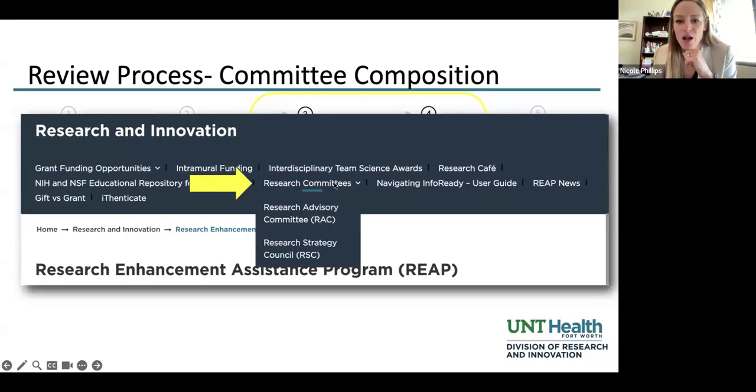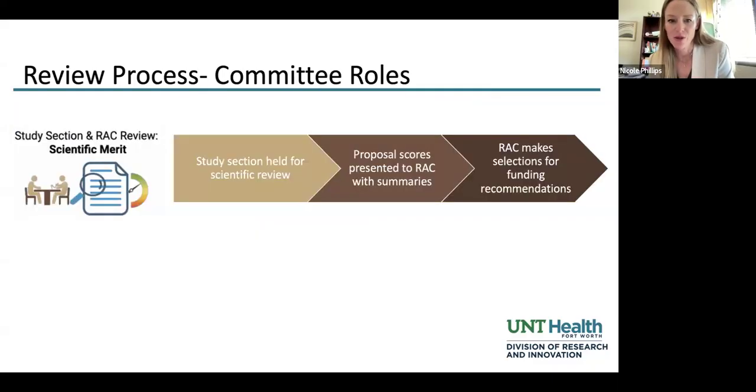From here, you'll see 2 research committees listed, the Research Advisory Committee and the Research Strategy Council. If you click on either of those, it will bring you to the full roster of those committees as they currently stand. That will be updated in real time as changes are made. And so that gives you the full picture of what these reviewing bodies look like. I'm going to have to shrink you guys real quick. Okay, here we go. So what are the roles of these 2 committees?